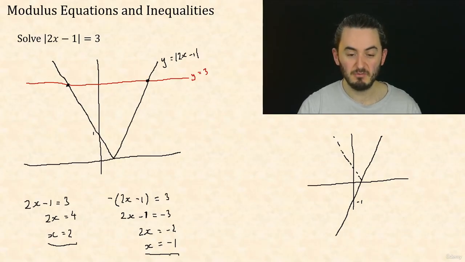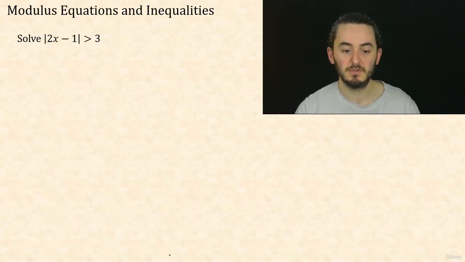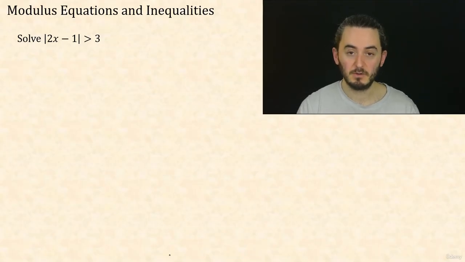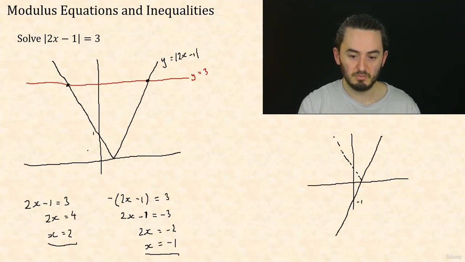Now we can see how this could be easily adapted if the question had instead said, solve that modulus of 2x minus 1 is greater than 3. If a question is asking you to solve an inequality, I'm not even going to bother writing it all out again: you pretend that you are solving mod 2x minus 1 equals 3, and then you just reinterpret your graph. I found the critical points, x equals 2 and x equals negative 1. That's the point where x equals 2, and that's the point where x equals negative 1.